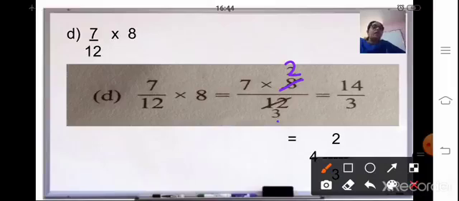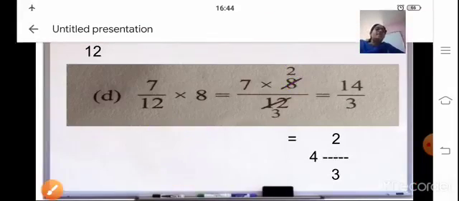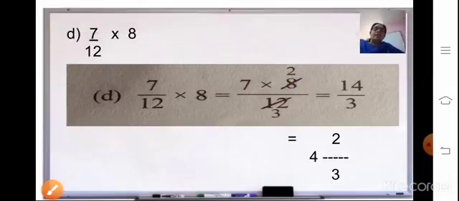7 2s is 14 upon 3. Now 14 upon 3 is an improper fraction, so divide it and then write it as a mixed fraction. When you divide this 14 by 3, 3 4s are 12. So you'll write the answer as 4 whole 2 upon 3. So your answer is 4 whole 2 upon 3. Okay, so here you just have to multiply it and express your answer in the lowest term.